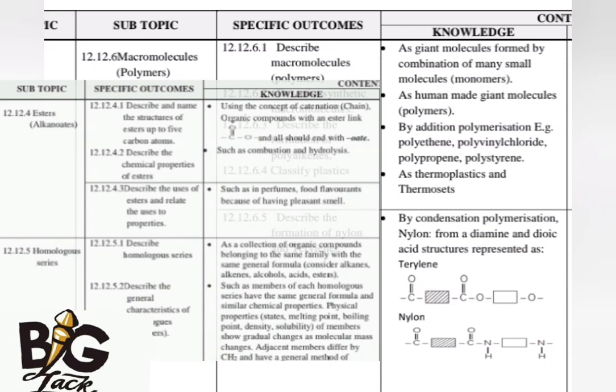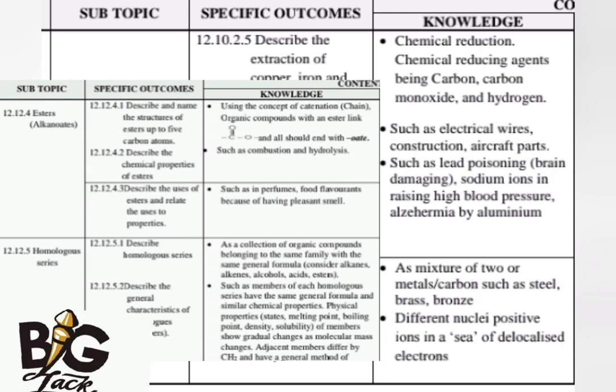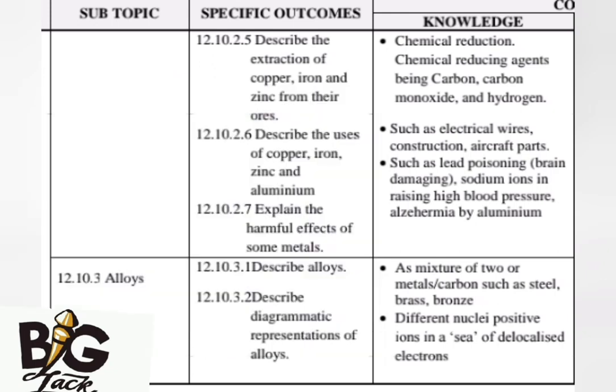So apart from that one, you also need to know the effects of what? Synthetic polymers. The advantages and effects of synthetic polymers. Apart from that one, another topic which is likely to come in your paper is alloys. Okay, alloys. So under alloys, you need to describe what an alloy is.